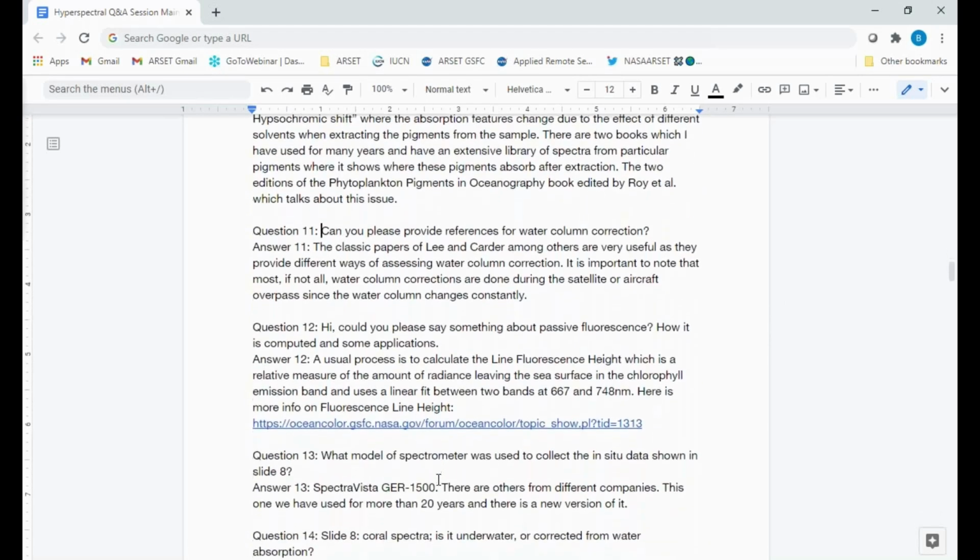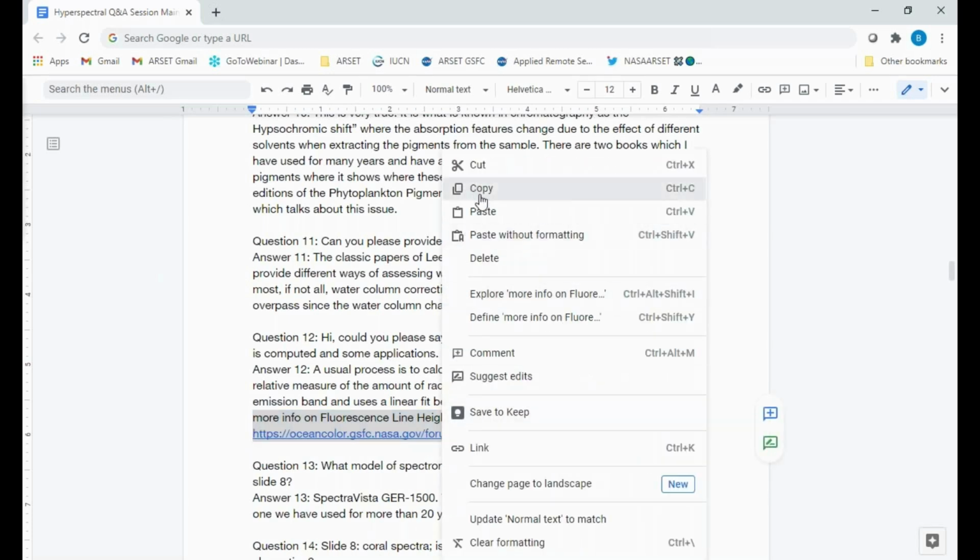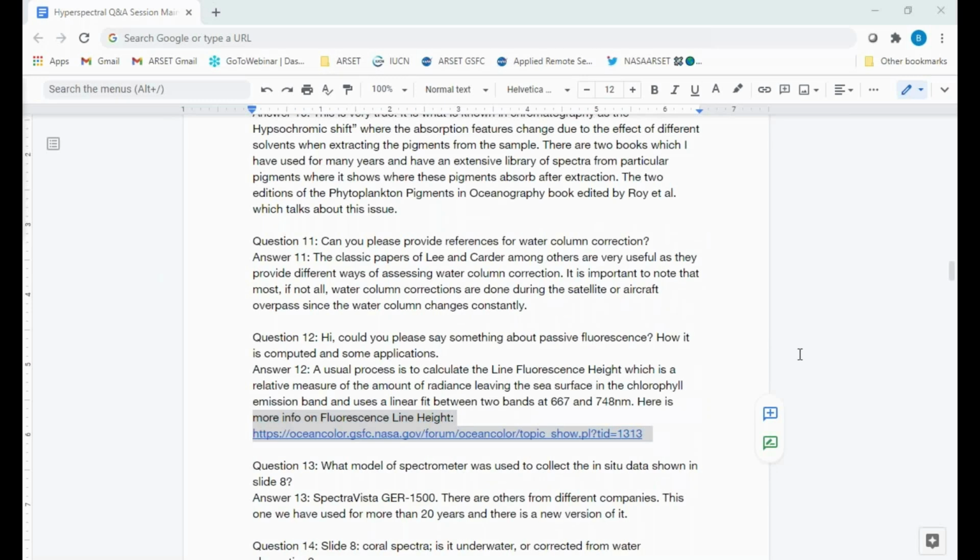Can you please provide references for water column corrections? So yes, I'll make sure that the document that will eventually come out on the website includes some of the links to those papers that I mentioned. They're the classic papers of Chongping Li and the classic papers of Kendall Calder and others that have worked on this since the 90s.